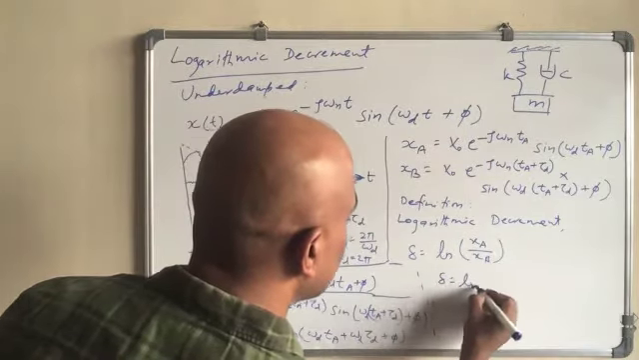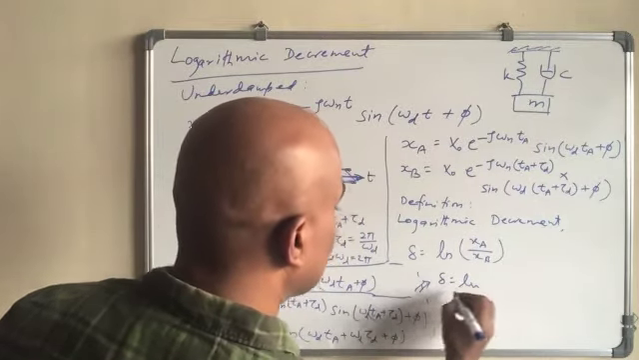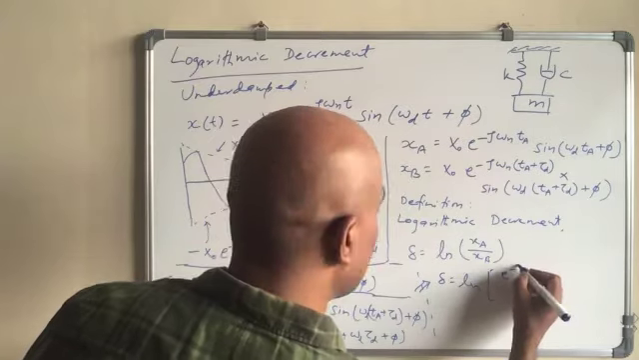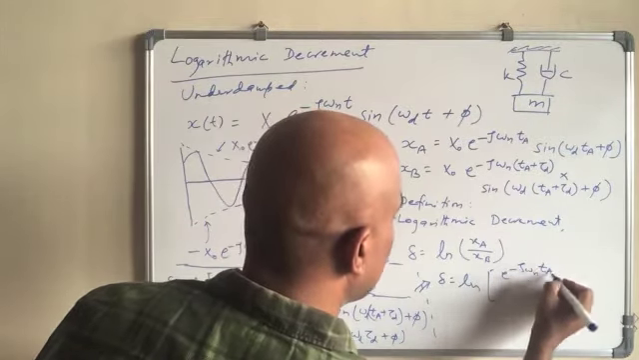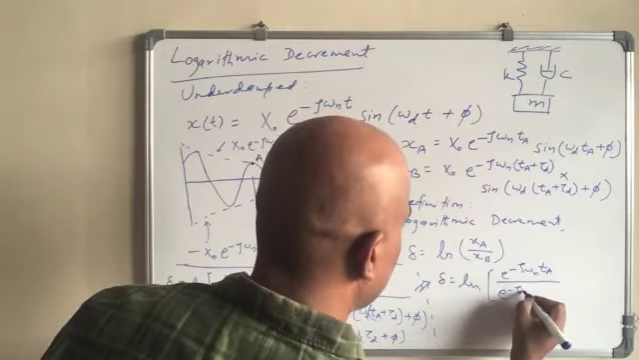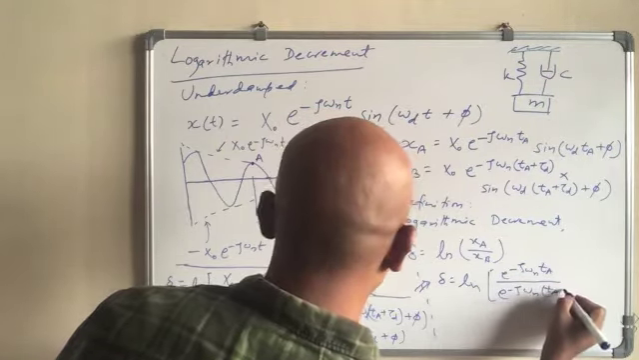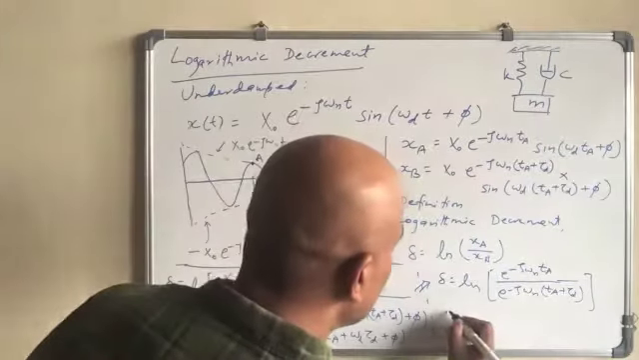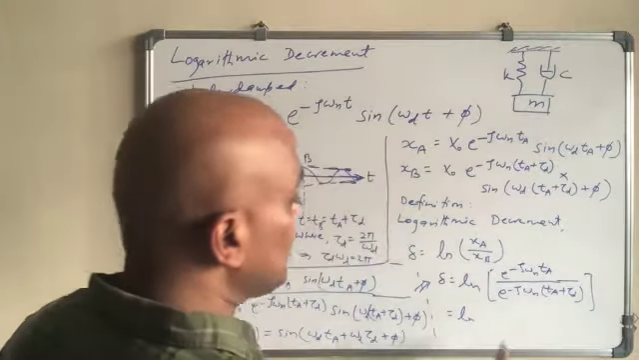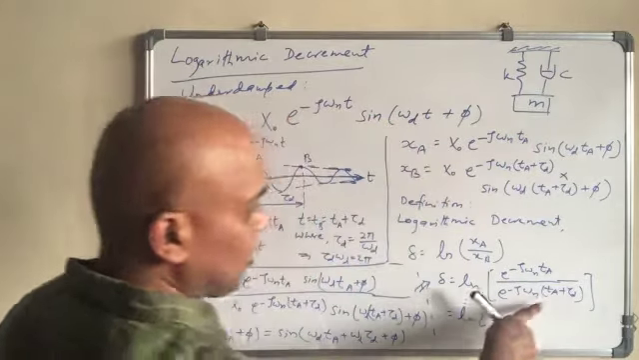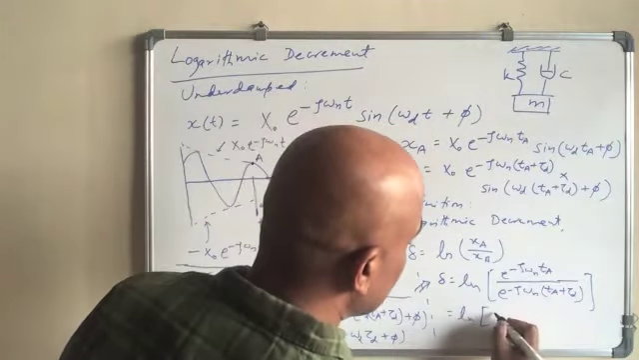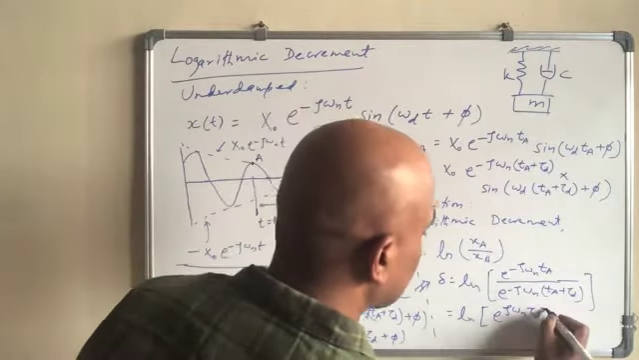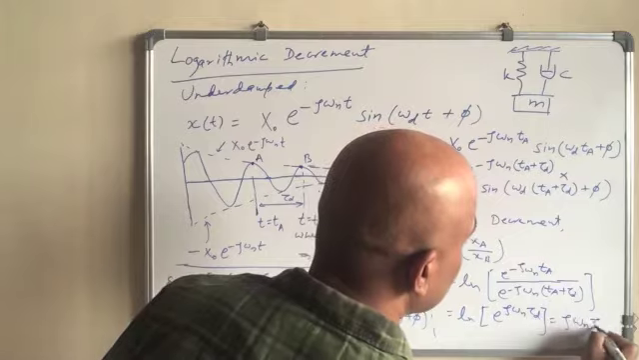So delta is nothing but ln of e to the power minus zeta omega_n t_a divided by e to the power minus zeta omega_n (t_a plus tau_d). The final expression will be ln, and what do we get? We get simply e to the power zeta omega_n tau_d, or equal to zeta omega_n tau_d.